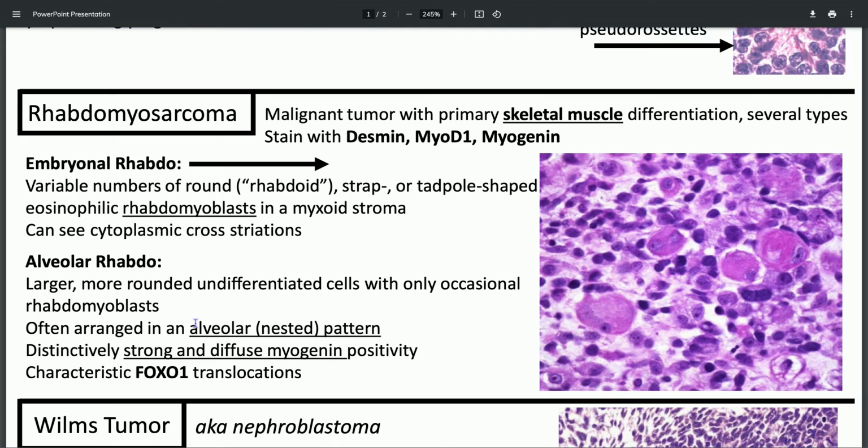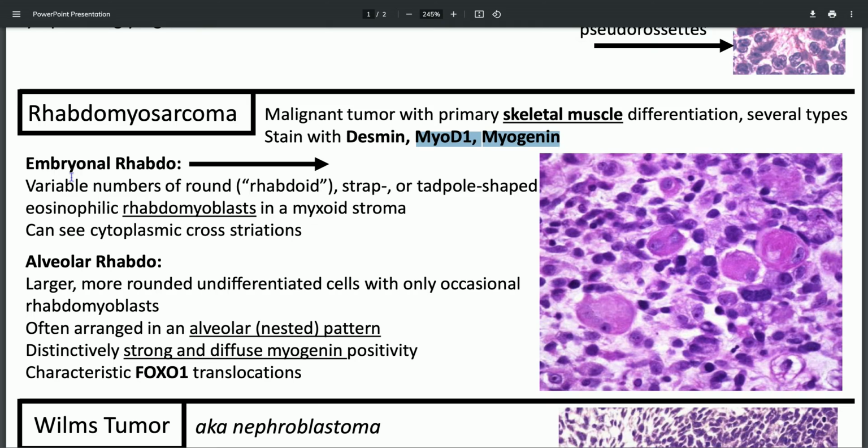All right, let's talk about rhabdomyosarcoma. There are, I believe, 4 subtypes. The 2 most common ones are embryonal rhabdomyosarcoma, where you might have heard of that telltale cambium layer you can sometimes see, and alveolar rhabdomyosarcomas. This is a malignant tumor with primary skeletal muscle differentiation. It'll stain with desmin, MyoD1, and myogenin. I like MyoD1 and myogenin because that stains immature skeletal muscle.